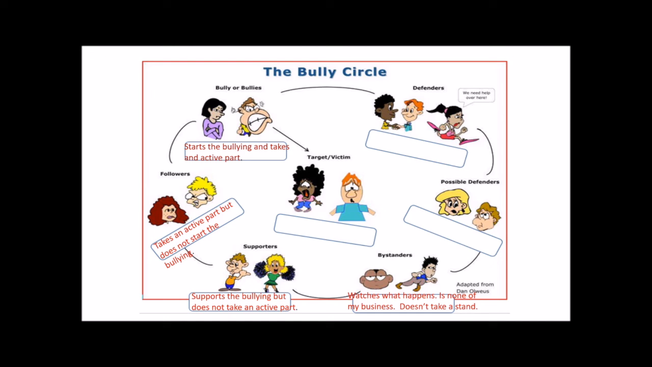Next, you have a possible defender. They don't like the bullying and they think they ought to help, but they just don't do it. Then you have the defenders. They also do not like the bullying. And then they take it a step further. They help, or at least they try to help the victim in some kind of way. And finally, you have the target or the victim. That is the person who is being picked on.